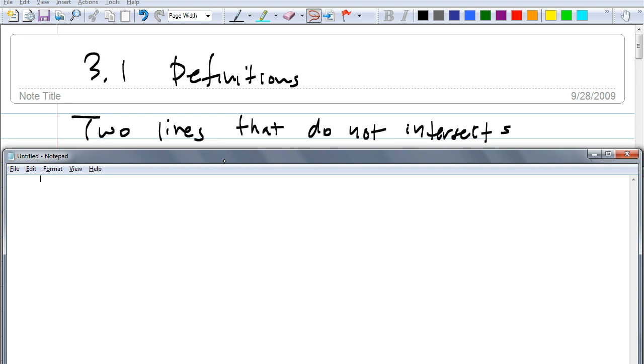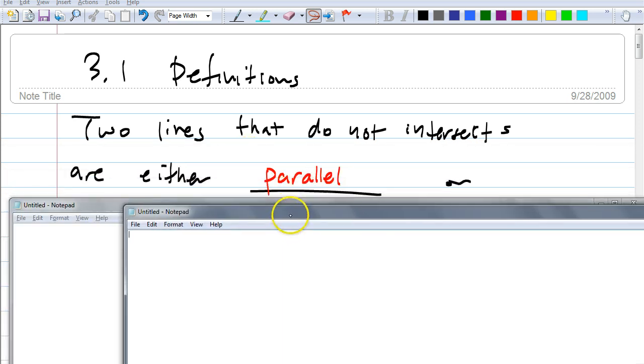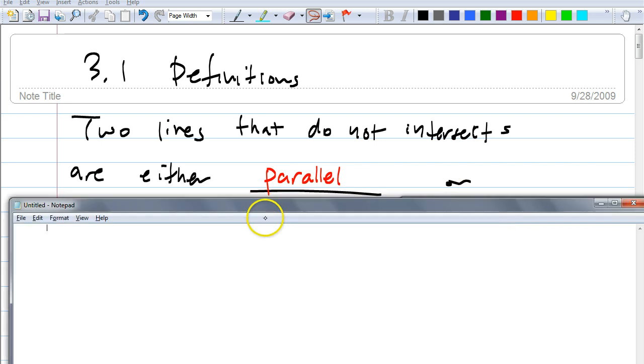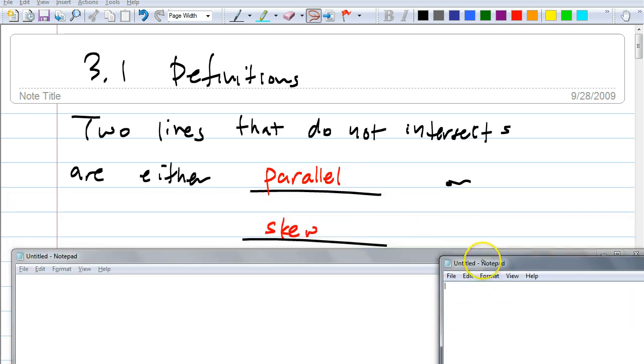Raise your hand if you think you know. Yes, sir. Parallel lines. Okay, good. That's one of them. Actually, there's another type. Yes. Skew lines. Skew lines is correct. Turns out there are two types. They could either be parallel or skew.